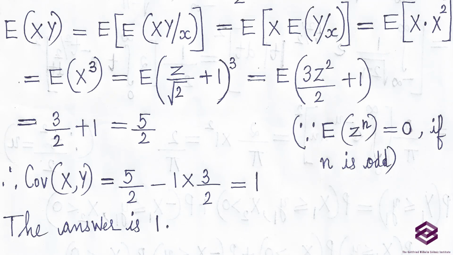So we know all the necessary values in order to evaluate the covariance of X and Y. The covariance is equal to 5 by 2 minus 1 multiplied by 3 by 2, which is equal to 1. So the covariance is equal to 1. We get the final answer as 1. The answer is 1.